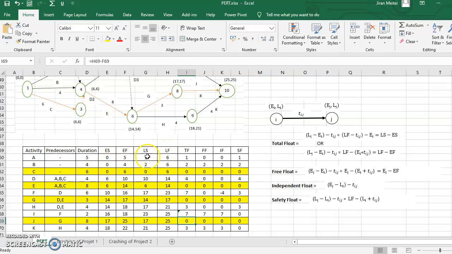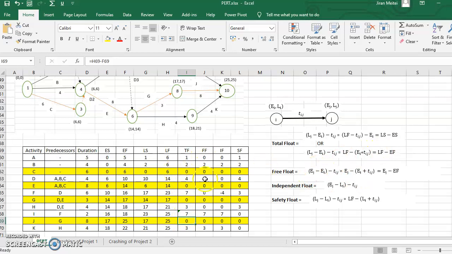What is the latest starting time? The latest starting time is 23, minus the early starting time, 16. This also will give the same value. So this is how you compute the total float for all the activities. The same will be done for the others.